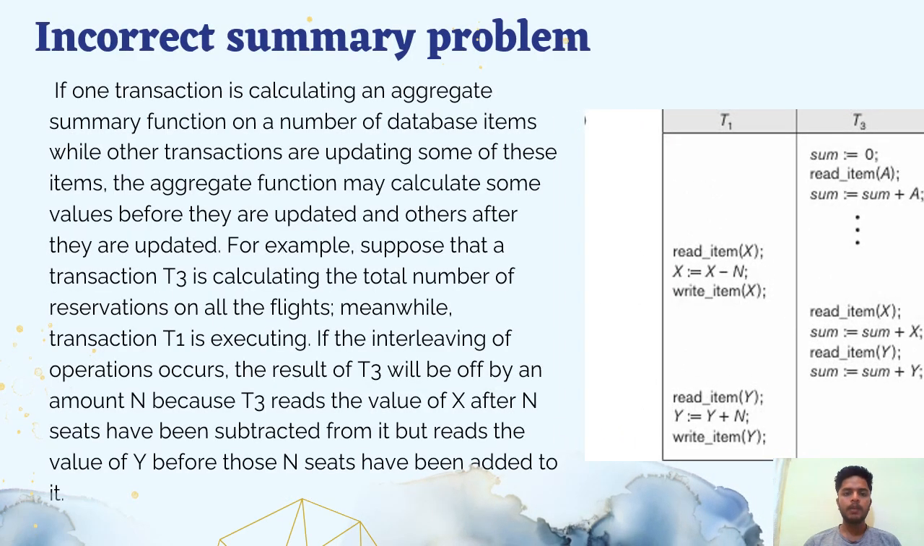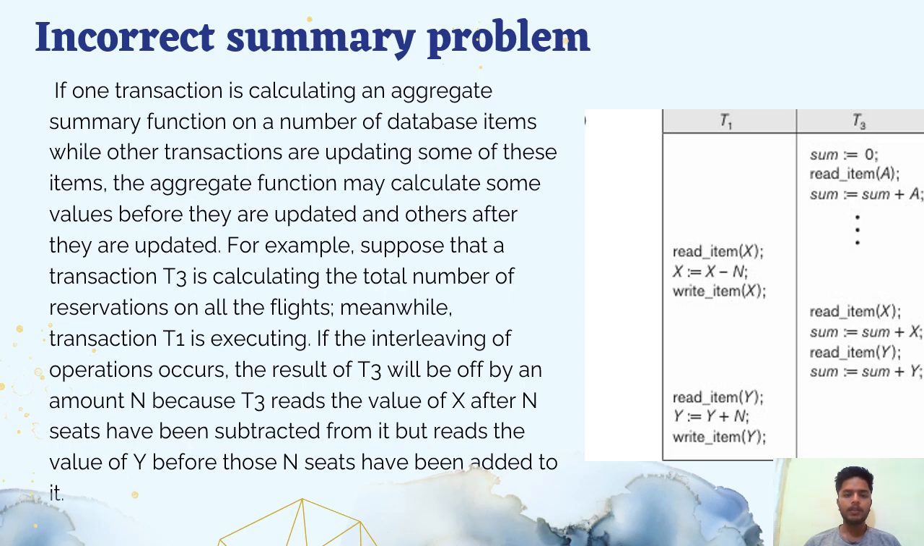Incorrect summary problem. If one transaction is calculating aggregate summary functions on a number of database items while other transactions are updating some of these items, the aggregate function may calculate some values before they are updated and others after they are updated.